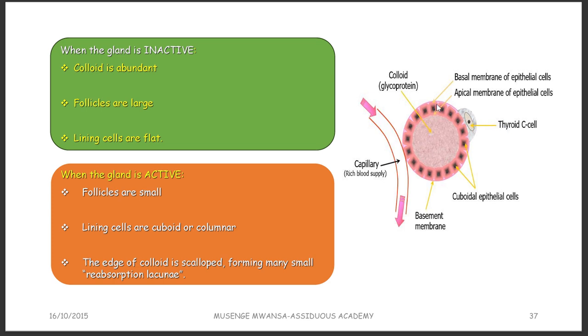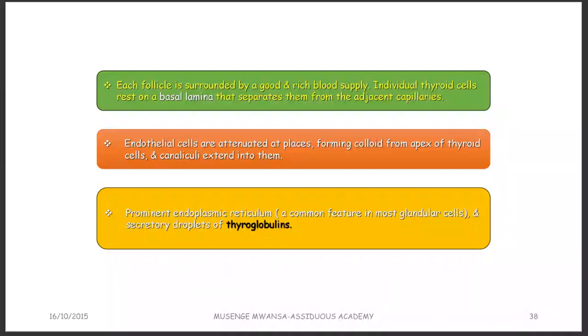Can you see that just opposite to the epithelium of the follicle, you have got the C cells which are producing calcitonin. And each follicle is surrounded by good and rich blood supply. The thyroid cells rest on the basement membrane, the basal lamina.